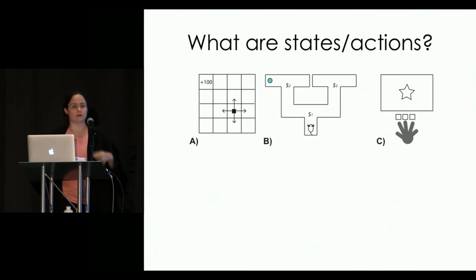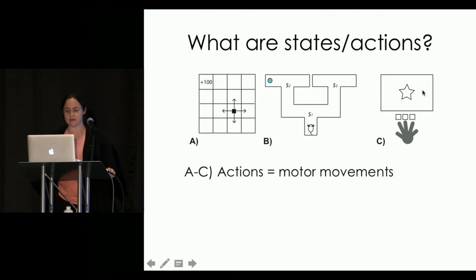In bandit tasks or the learning tasks, a state space might be a stimulus, for example, here a star, and the action space might be comprised of those 3 motor actions. Okay, so in those cases, there's a fairly clear definition of what the state and action spaces are. But it can get more tricky than that.